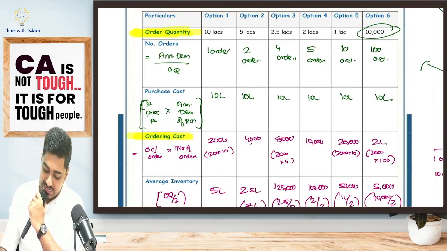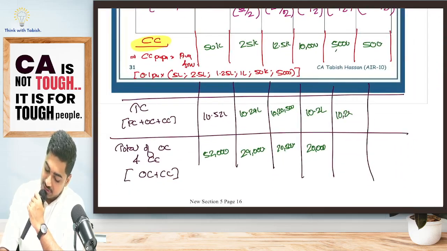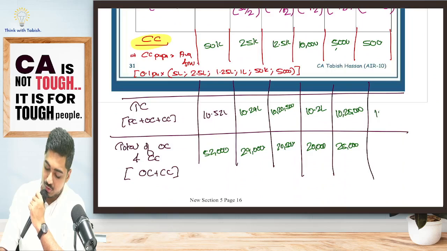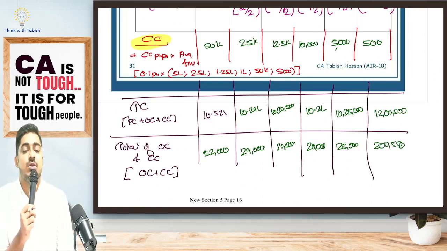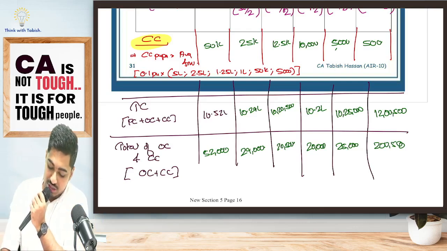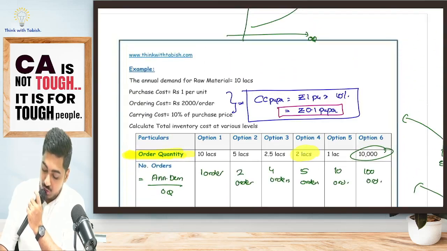Fifth option, it is 10 lakh plus 20,000 plus 5,000. 10 lakh 25,000. Last option, 10 plus 2, 12 lakh 500, or this is 2 lakh 500. Tell me, what is it that we want in life? Our objective is that the total cost of raw material should be minimum. In which option is it minimum? Option number 4, when I am buying 2 lakh units.